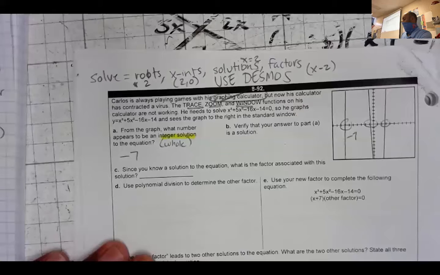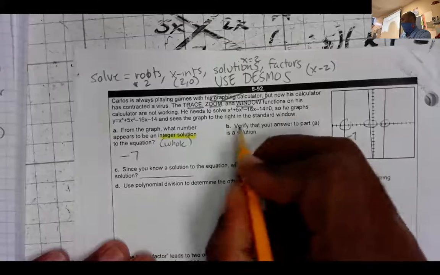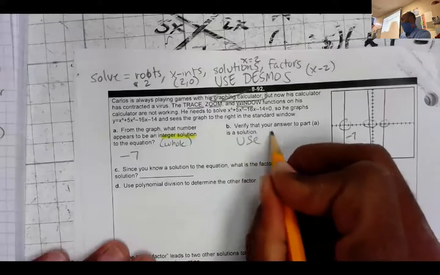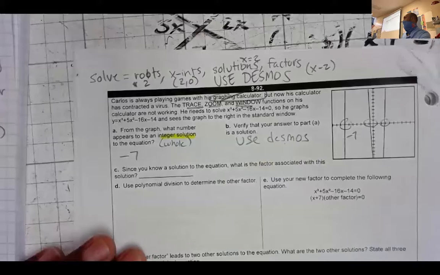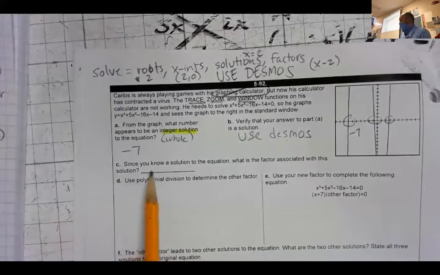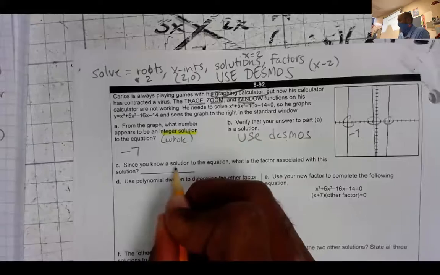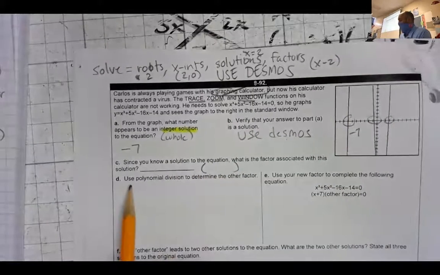It says verify that your answer to part A is a solution. Okay, well, we can use Desmos for that. So we'll just kind of give you a pass on that. Use Desmos to double check. Okay, check to see it's an x-intercept. So since you know it's a solution, what's the factor? So now you're going to write that in factor form. Okay, I'll let you guys do that.